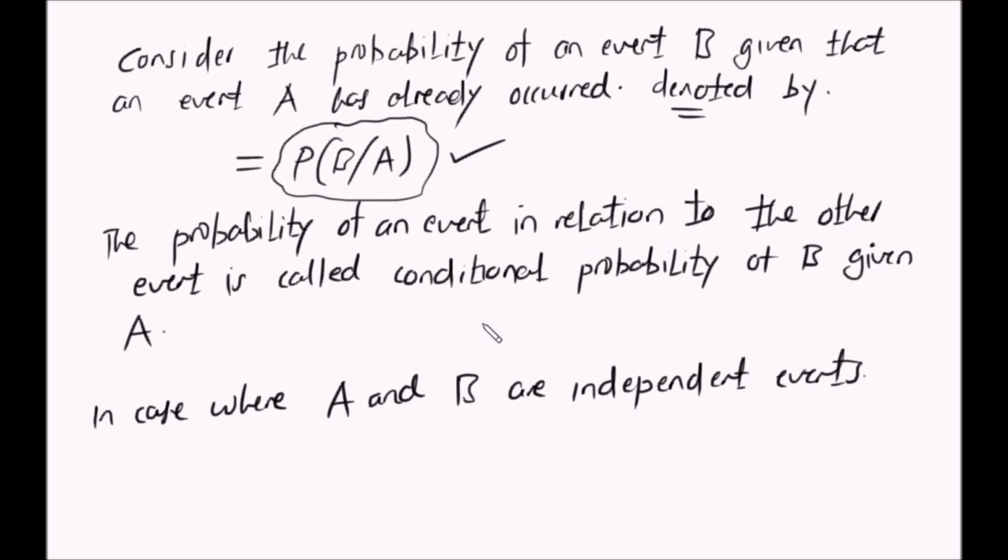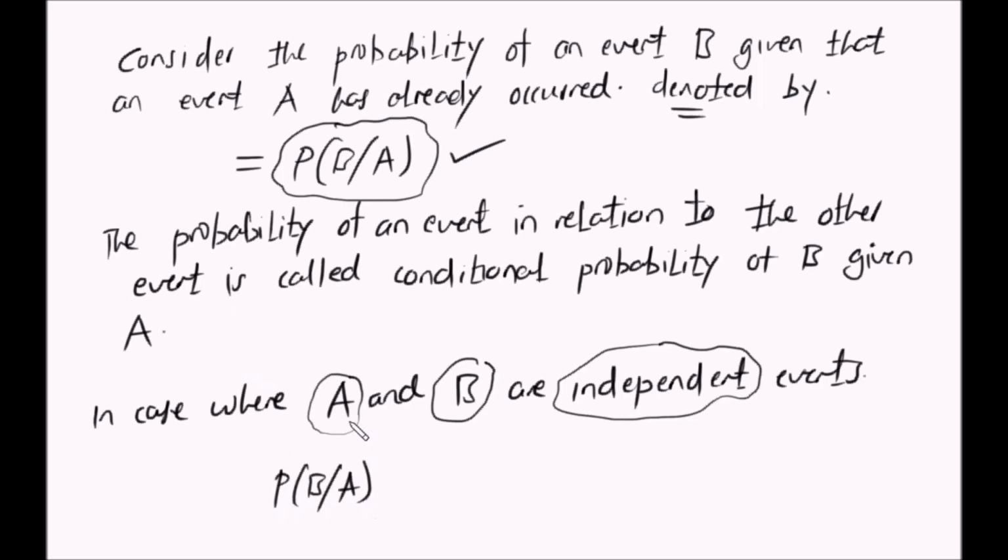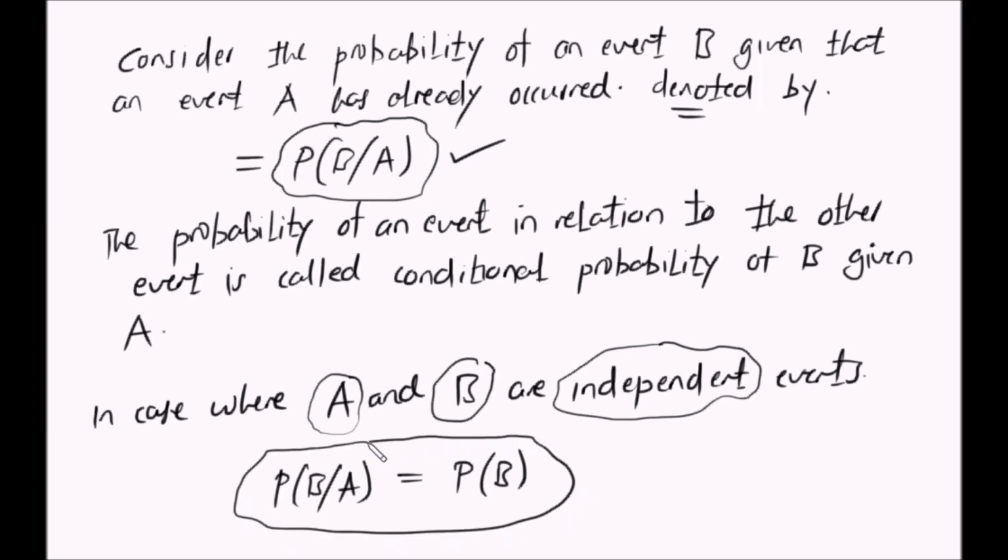Now, in case A and B are independent events, which we studied: events that do not depend on each other. For example, the classroom being dirty and rain falling. Those things do not depend on each other. So if you want the probability of B given A has occurred, but A and B are independent events, then this probability is just the probability of B. The occurrence of A does not affect the probability of B occurring. So the probability of B given A has occurred is just the same as the probability of B if A and B are independent events.